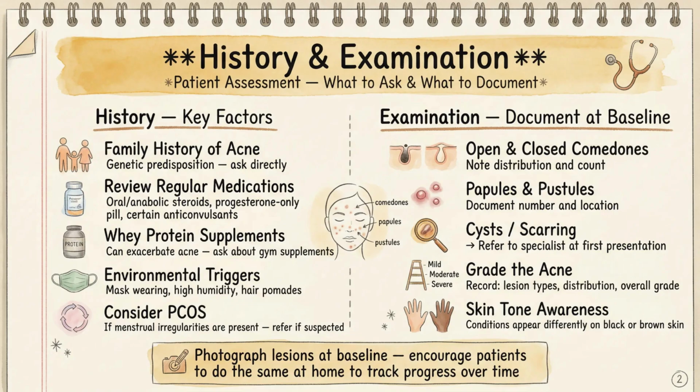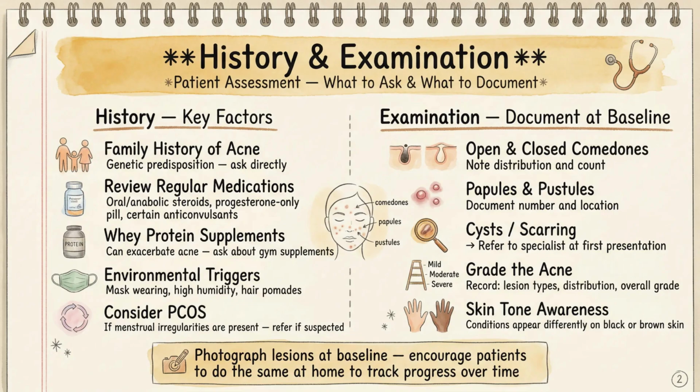Don't forget lifestyle factors. Whey protein supplements are a well-recognized but commonly missed trigger. Similarly, ask about mask wearing, working in high humidity environments, and the use of hair pomades. And in any young woman presenting with acne, particularly if there are menstrual irregularities, consider screening for polycystic ovary syndrome.